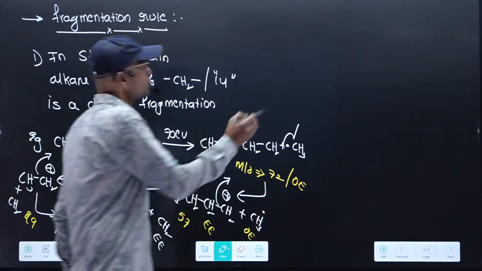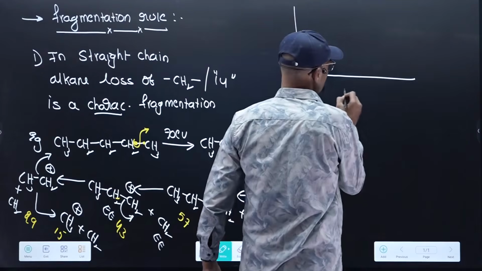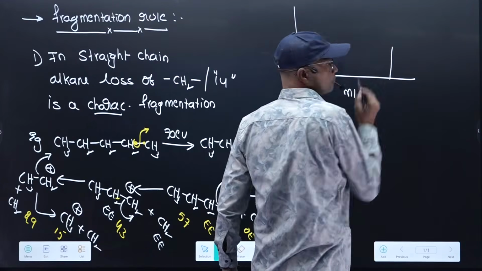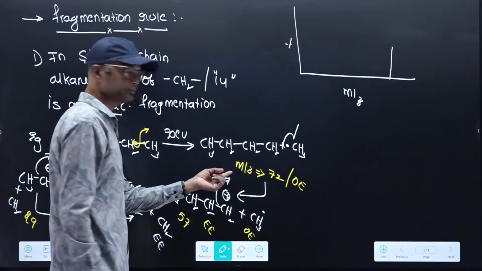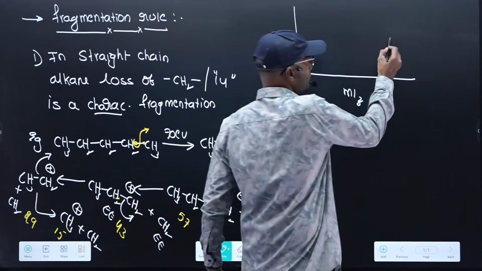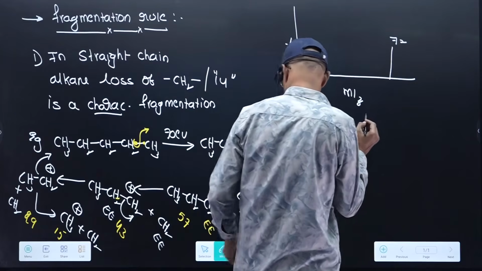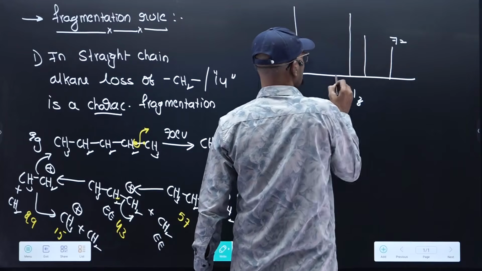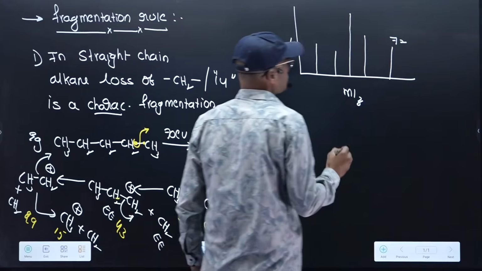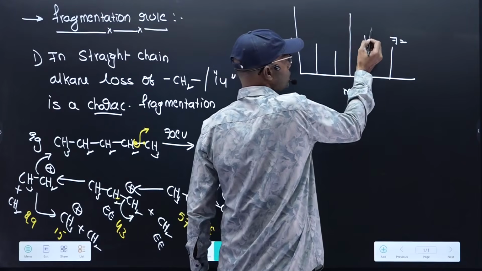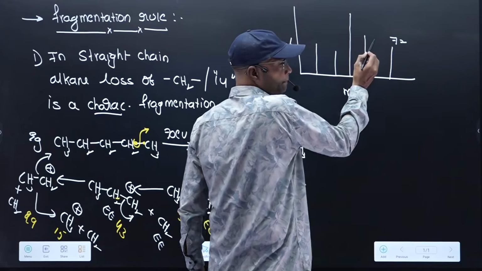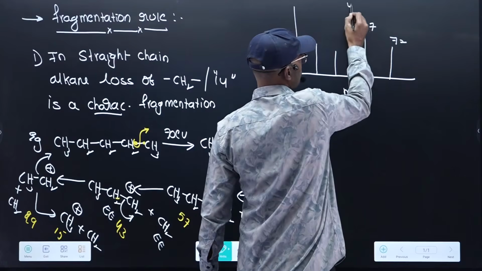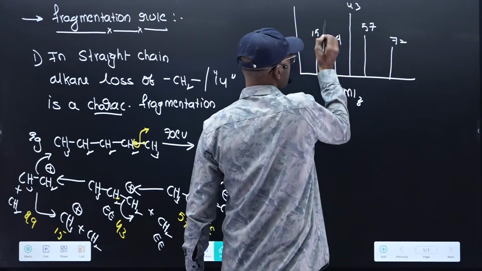If you see the mass spectrum of an alkane, you will get it like this. Here this is the m/z value, and this is the percentage of intensity. So what is the molecular ion? Molecular ion is 72. Then what about the next one? That is 57, a little bit intense. Then here is an intense peak, then a little low intense, and this is low intense. So how much do you expect here? 72 minus 15, 57. Then here 43, this is 29, and this is 15, right?